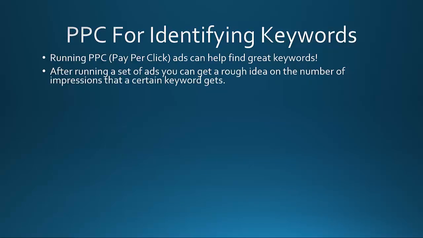After running a set of ads, you can get a rough idea on the number of impressions that a certain keyword gets. And so, if you are able to use a tool like Bing Ads, or if you're able to use Google AdWords, or both, you could run your keyword in those searches and send them to a targeted landing page where maybe you're pre-selling people on what you offer and you're building leads or you're getting people to purchase.